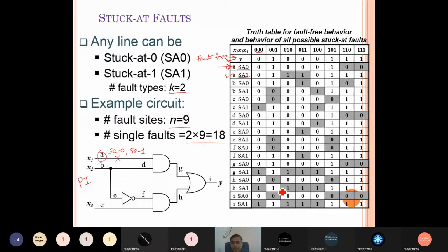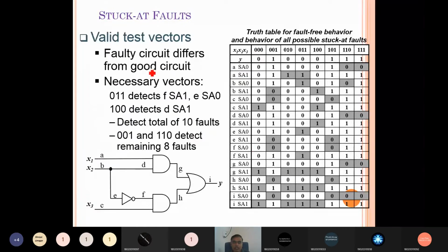So after preparation of the table, we have to identify whether some target is given or not. If a target is given, like find the stuck at 1 fault on the F line and stuck at 0 fault on the E line, then we have to see which combination can detect both the faults simultaneously. So we have to take those combinations, right?